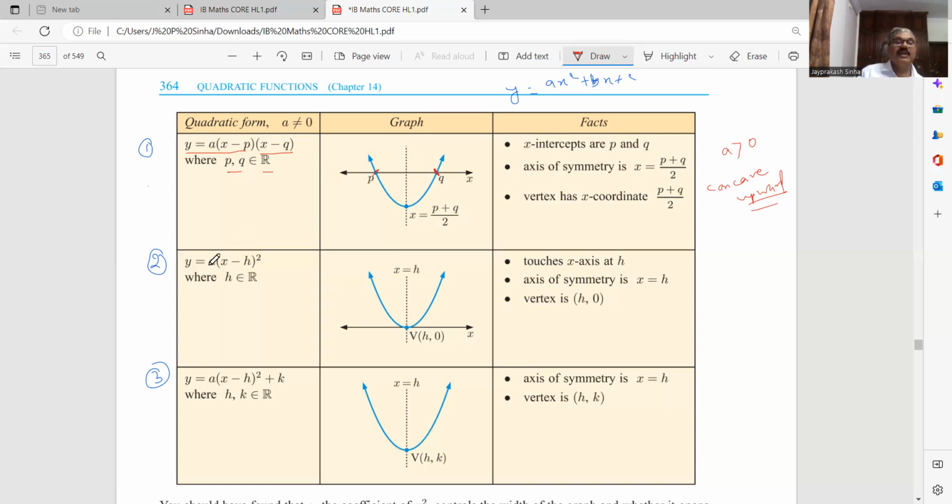Now the second form. The second form is y is equal to a into x minus h whole square. In this case, the shape of the graph will be like this. Here, with a into x minus h whole square, the parabola touches the x-axis at h. This is the case where the discriminant d is equal to 0, and this is the case when the discriminant is greater than 0.